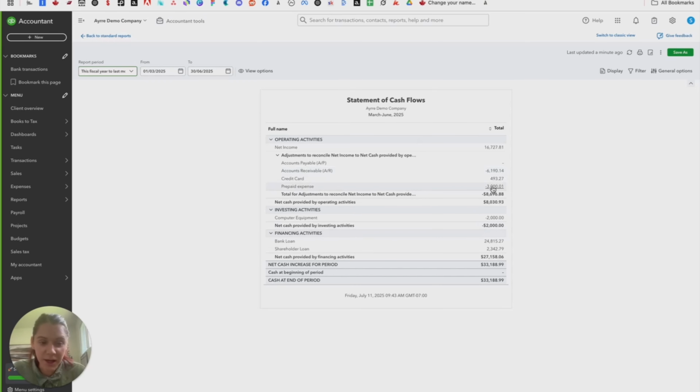So again, for example, I have this prepaid expense. When I prepaid it, I gave cash away, but it's not being recognized on my income statement yet because I haven't incurred the expense yet.